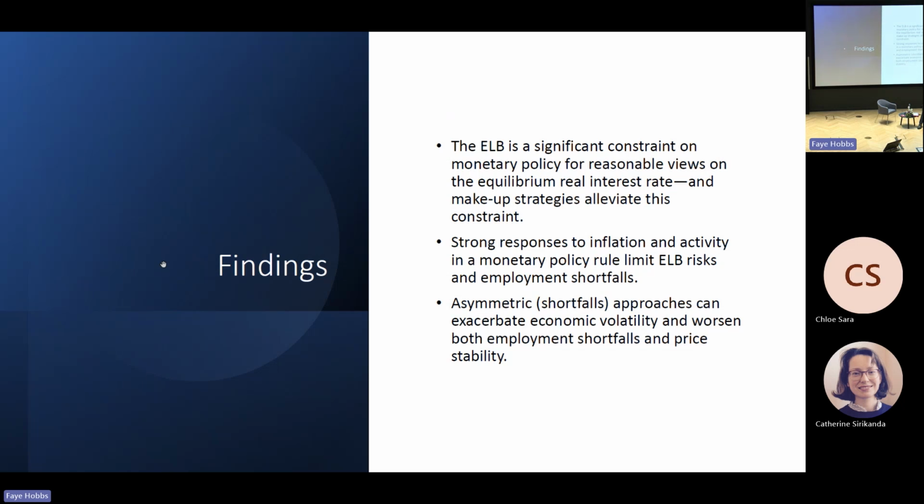The second result is that strong responses to inflation and activity in monetary policy rules are important for limiting ELB risks and for limiting employment shortfalls. And by strong here, I mean strong symmetric responses. Might be confusing to some. Why is a strong symmetric response to employment going to help you limit employment shortfalls? Because doesn't that mean that when the unemployment rate gets really low and employment is strong, you're trying to raise the unemployment rate or slow employment? And the answer is yes, it does mean that.